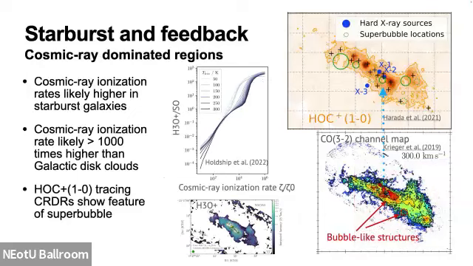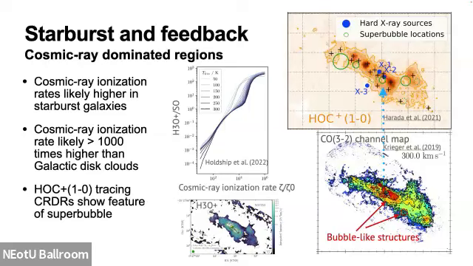Our study also shows a high cosmic ray ionization rate, 1,000 times higher than that of the galactic disk. We did it with multiple species, actually. We used H3O+ over SO, and we also used a molecule called HOC+, which is a metastable isomer of HCO+. And we saw a strange morphology for HOC+.